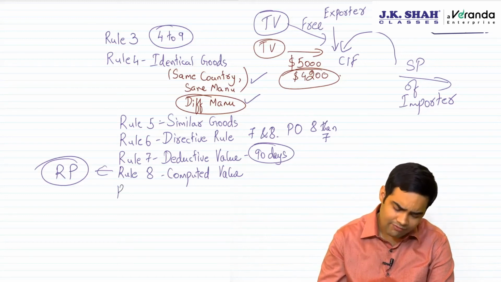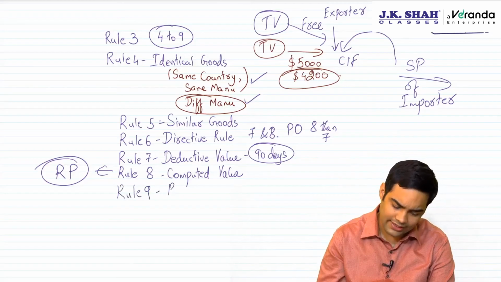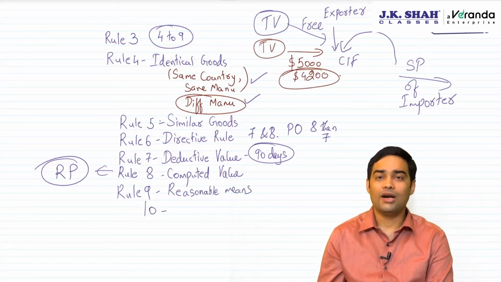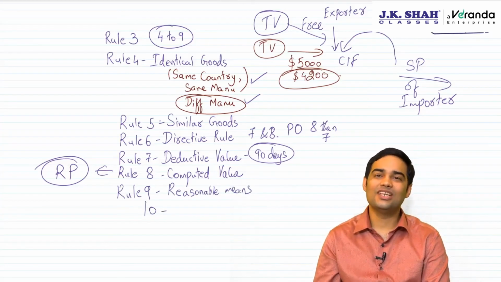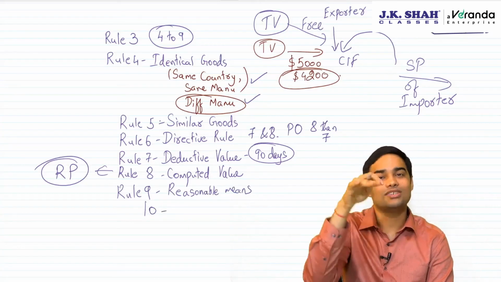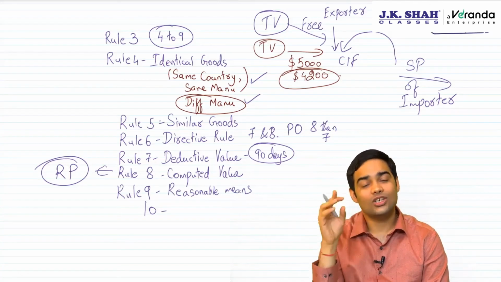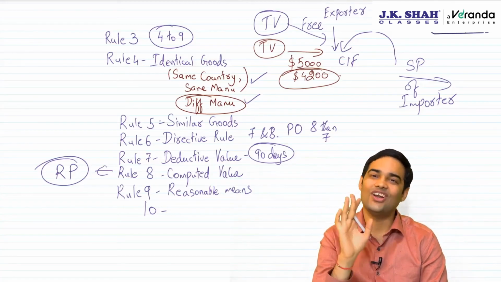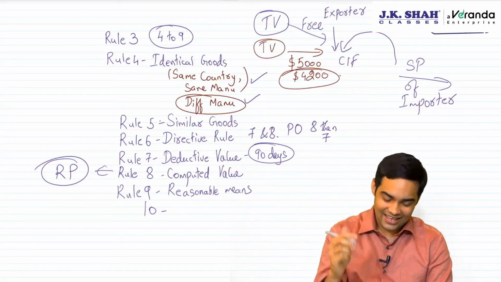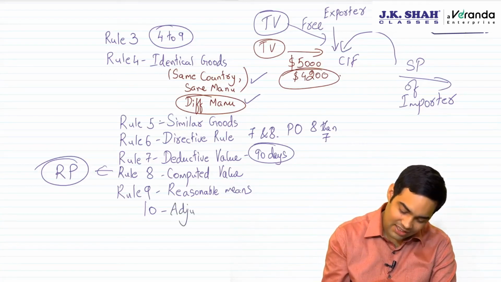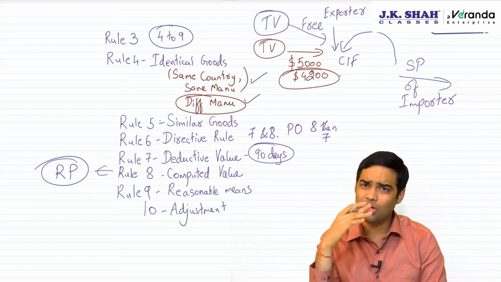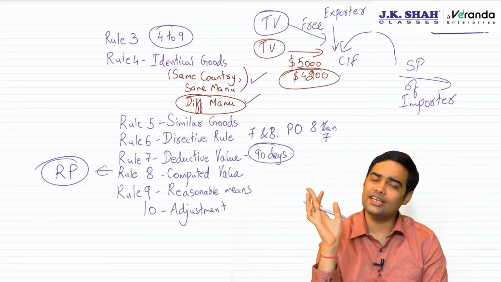Now, if this is also not possible, then you have rule 9, that is reasonable means. Adopt reasonable means and arrive at the value. But when you are arriving at reasonable means, please don't use the export price to some other country. Don't use the domestic price of that particular country. Don't use the domestic price in India for reasonable means. Rule 10 is all the adjustments. We learned all the adjustments along with freight, insurance, 20%, 1.125%; all that is provided in Rule 10.